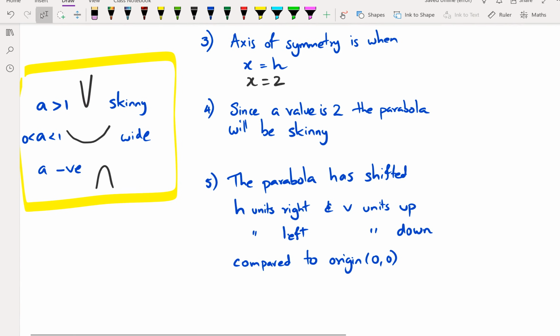I think that's most of the features for the parabola. Can I move to the sine curve now? Okay.